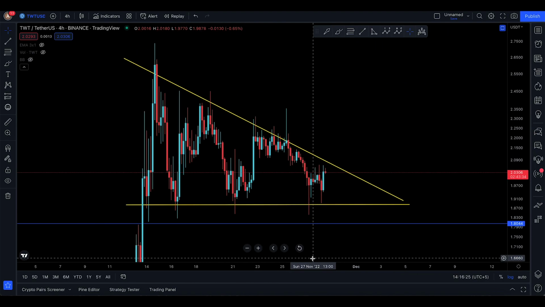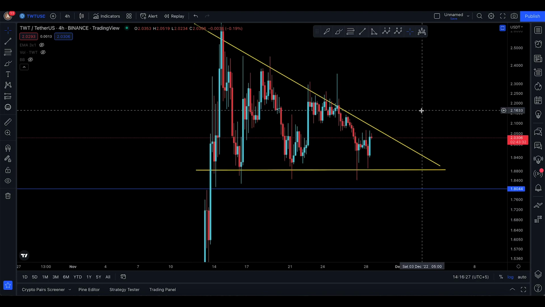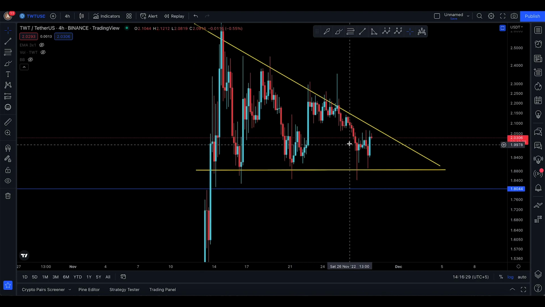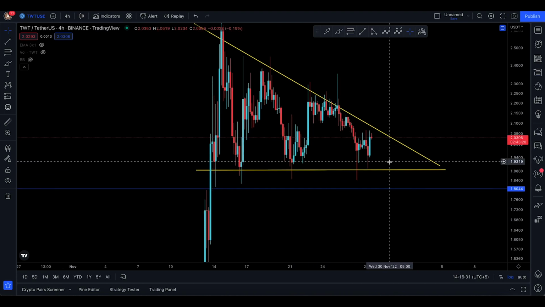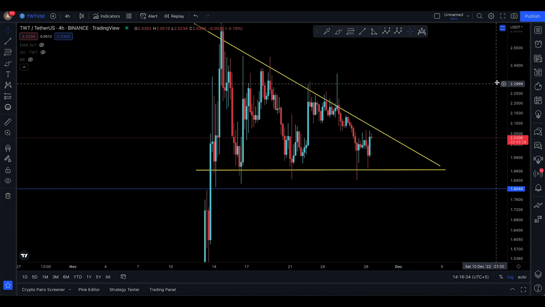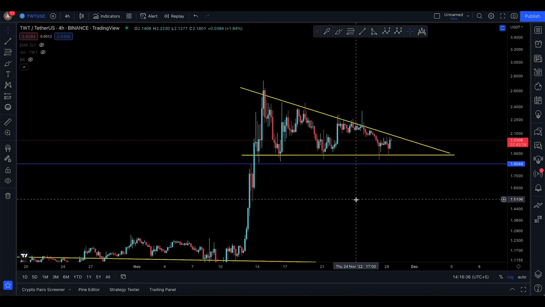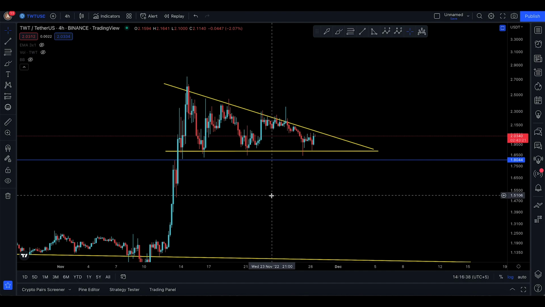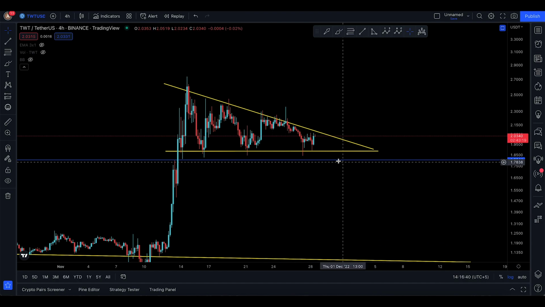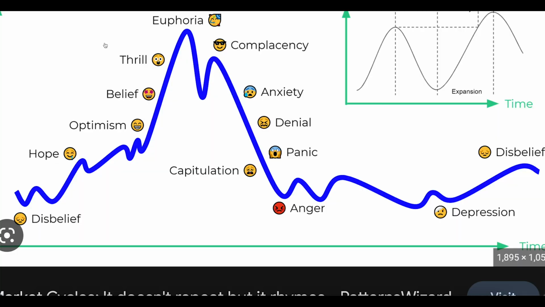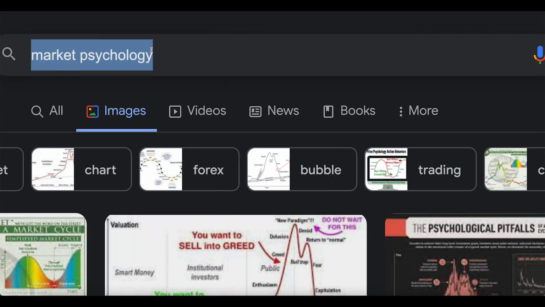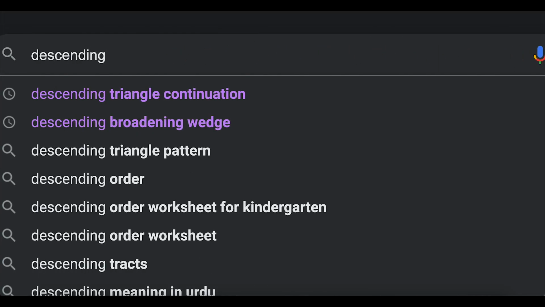Now today I am looking at Trust Wallet token, and we do have this stupid range that it is stuck in, but I finally figured out that we do have a little bit of an issue here for Trust Wallet token. Okay, now there is this pattern known as a descending triangle, and by the way, let's go on to Google very quickly and let me show you the descending triangle.